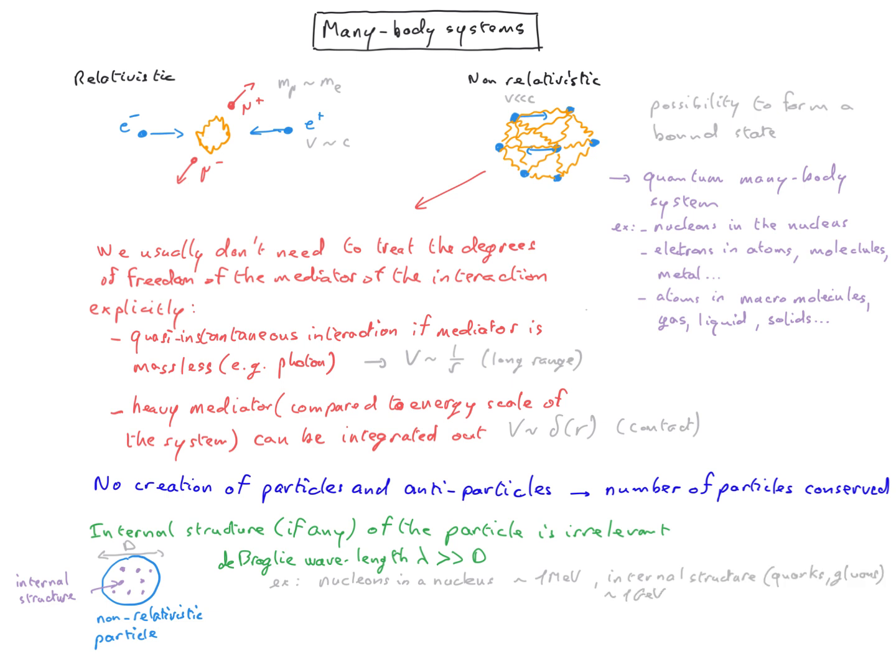Similarly, if we take a system of cold atoms, we are probably talking of kinetic energy of the order of the milli-electron volt. That has to be compared with the internal excitation of electrons going from one shell to the other inside the atom, and that is of the order of the electron volt.